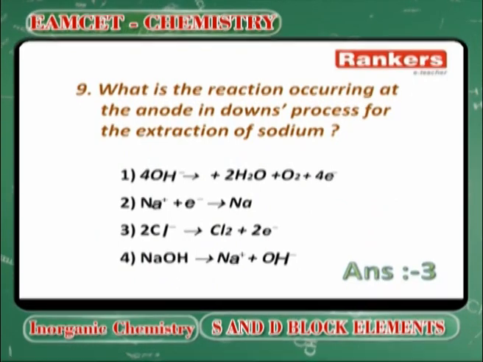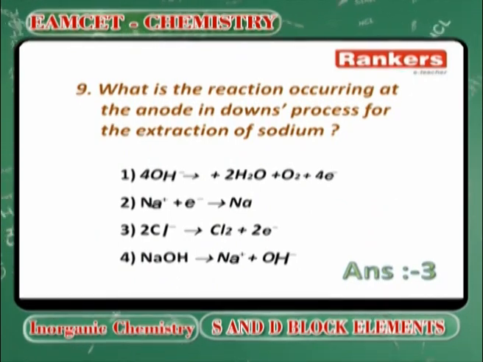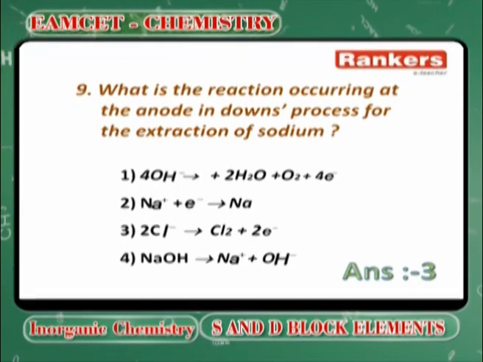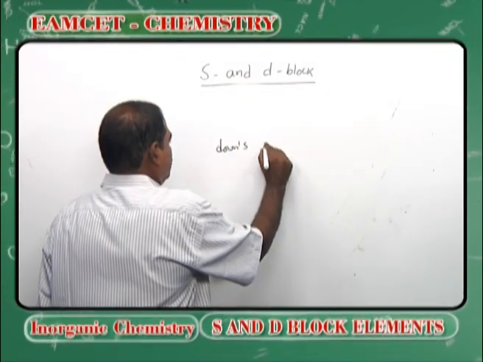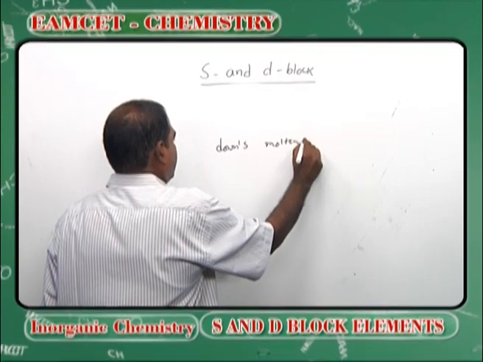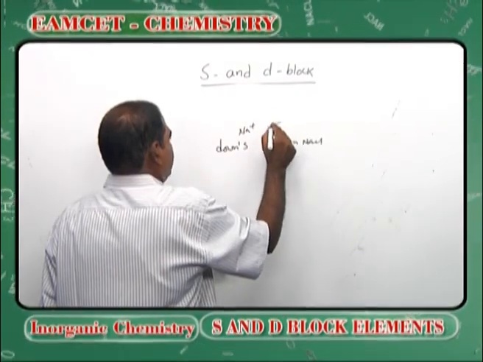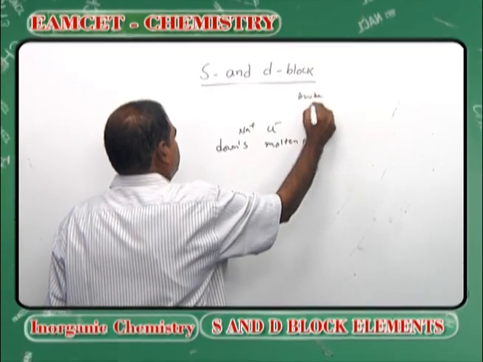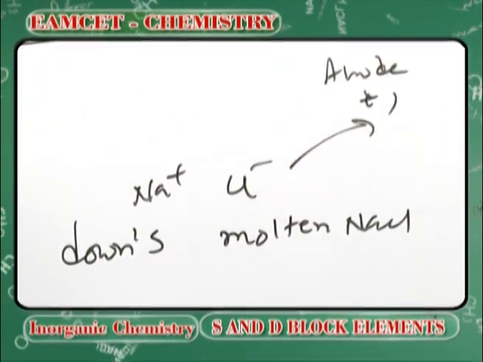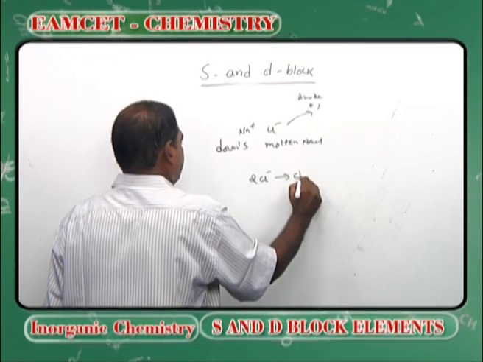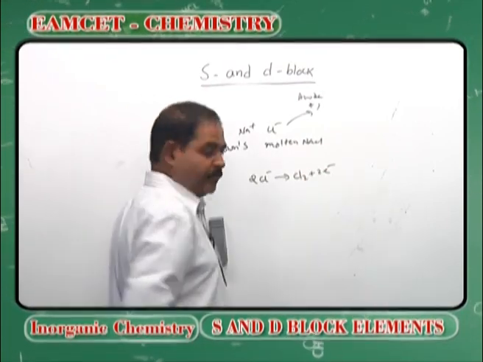Now question 9. What is the reaction occurring at anode in Downs process? I did mention Downs process. Downs process means molten NaCl. Na plus, Cl minus. Who will go to anode? Anode means positive, Cl minus. Therefore, anodic reaction is 2Cl minus gives Cl2 plus 2 electrons. Where do you find that? Third option.